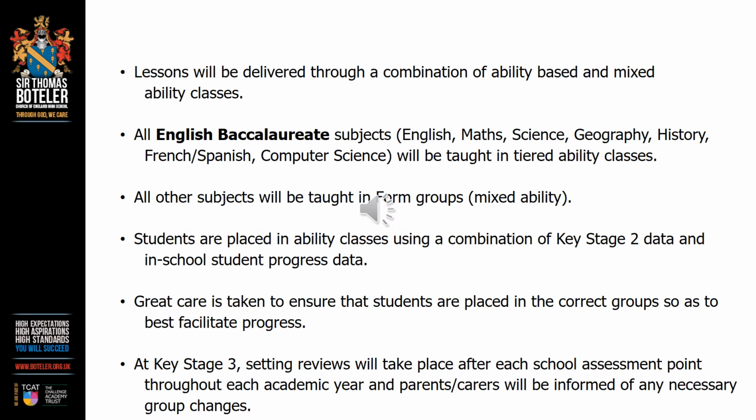In our school, lessons will be delivered through a combination of ability-based and mixed ability classes. All English Baccalaureate, also known as the EBAC subjects, which are English, Maths, Science, Geography, History, French, Spanish and Computer Science, will be taught in tiered ability classes. All other subjects, such as DT, Music, PE, will be taught in form groups which are mixed ability. Students are placed in ability classes using a combination of Key Stage 2 data from primary schools and in-school student progress data. Great care is taken to ensure that students are placed in the correct groups to make sure they make the best progress.